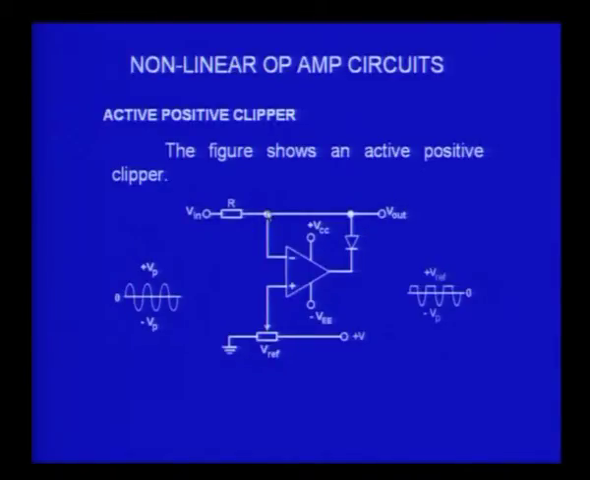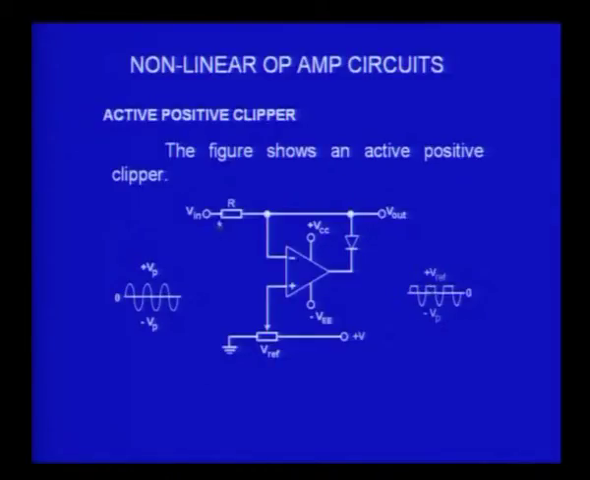If it is more than 2 volts, the diode opens up and the output is clipped at this V reference of 2 volts in this case. If I make it 2 volts, the positive peak will be cut off at 2 volts. If it is 1 volt, the positive peak will be cut off at 1 volt. So, depending upon where I put the reference, the output will correspondingly be clipped.